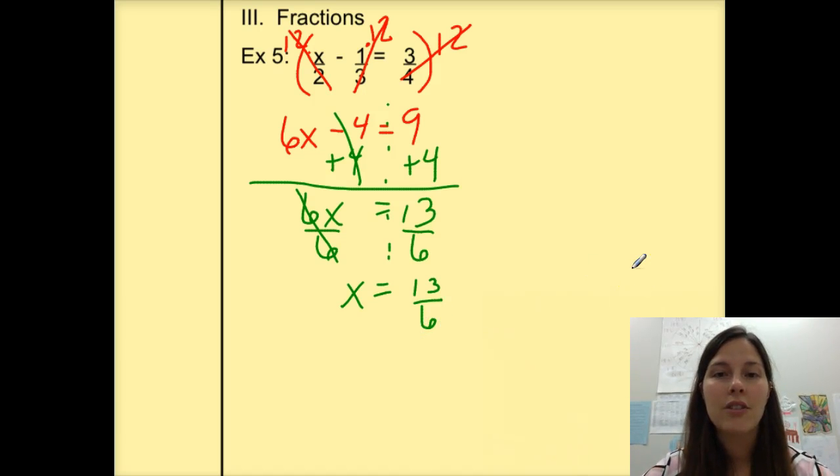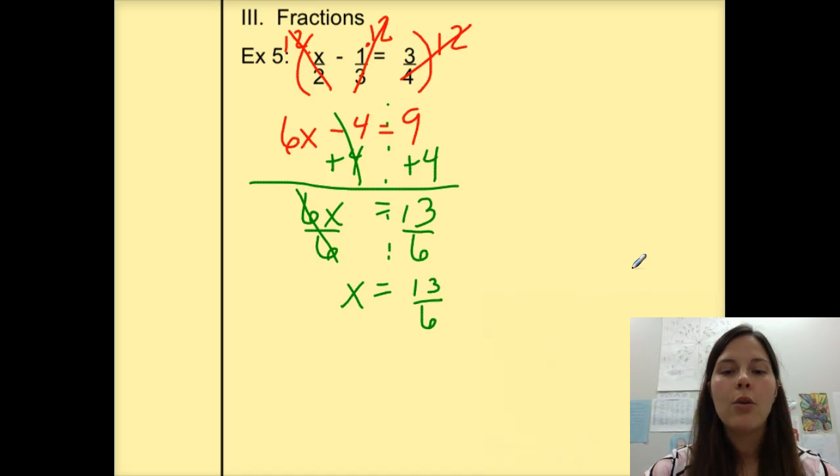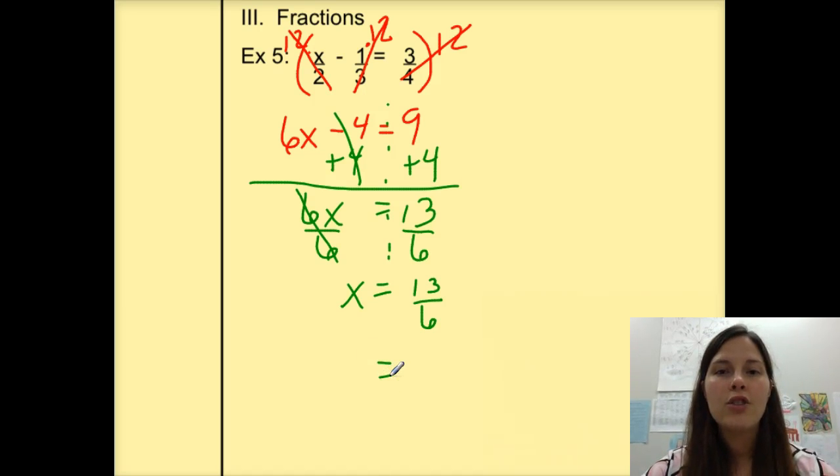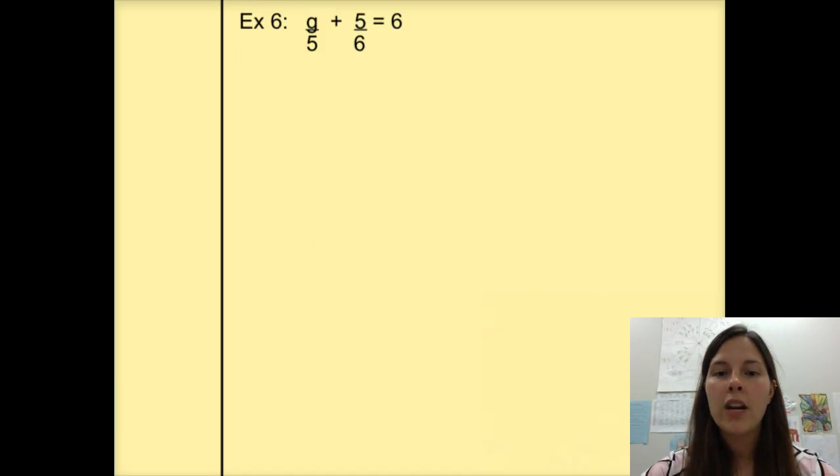Since 6 does not go into 13 evenly, you can leave it as an improper fraction, or if you would prefer, you can change it to a mixed number. 6 goes into 13 2 whole times with 1 left over, so it would be 2 1/6. I do accept improper fractions, so if you don't want to do the work for that extra step, feel free to just leave it.